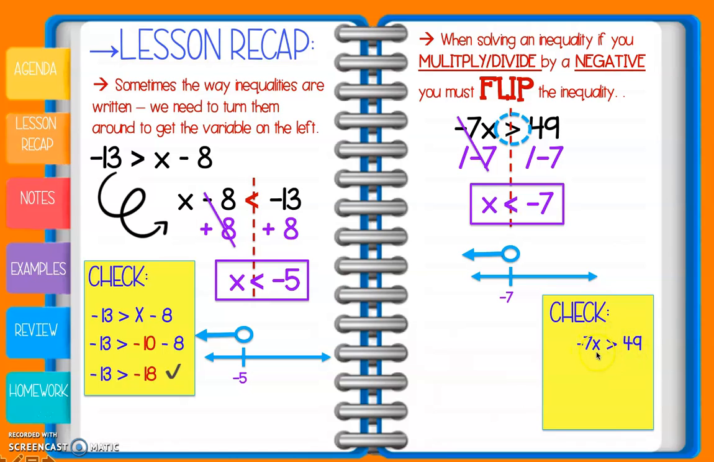And I'm going to substitute this x with something in the solution set. So in the solution set, we have a negative 10 again. Okay, so negative 7 times negative 10 is positive 70. Positive 70 is greater than 49. So we know that our solution set, x is less than negative 7, is correct.